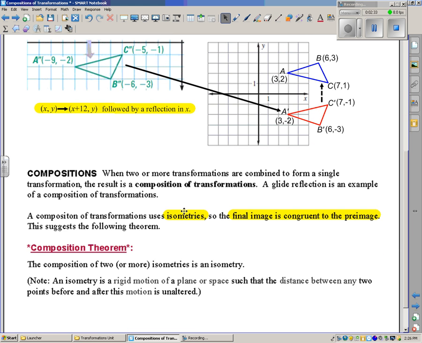So what does that mean? Well, it means that when we perform two or more transformations combined into a single transformation, the result is a composition of transformations, and a glide reflection is an example of that. And these transformations are isometries. The final image is congruent to the pre-image. That leads us to this theorem, the composition theorem. The composition of two or more isometries is an isometry. An isometry is a rigid motion of a planar space, and the resulting image is congruent to the original image.